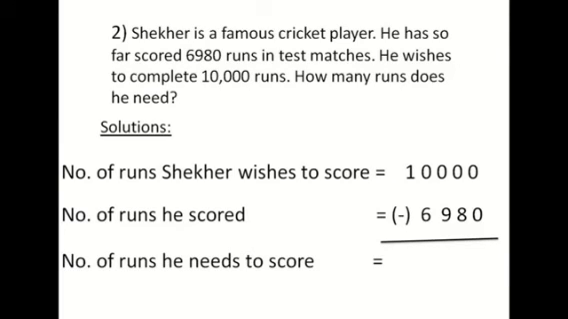Try to do the subtraction by yourself. Have you done? If you have done, then you can check the answer from here. It is a borrowing subtraction, so do it correctly. Check the answer. It is 3020. If you have completed, you can write the final answer.